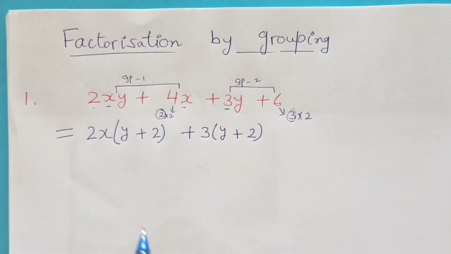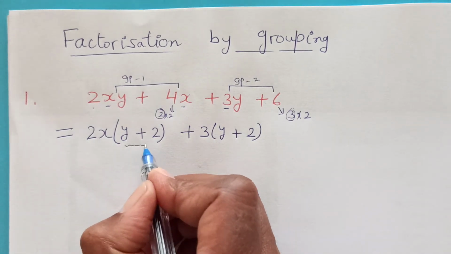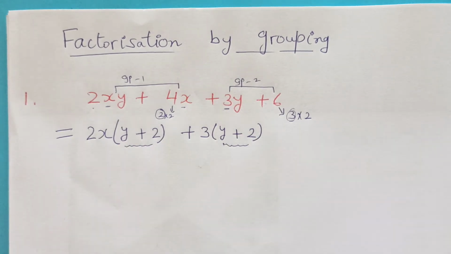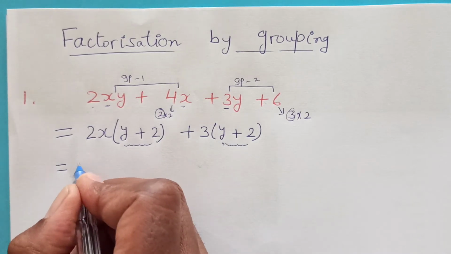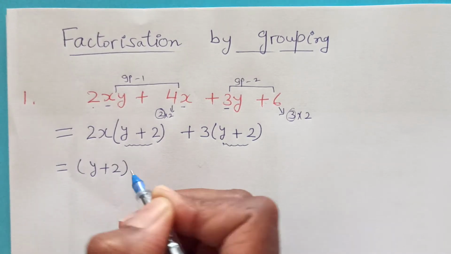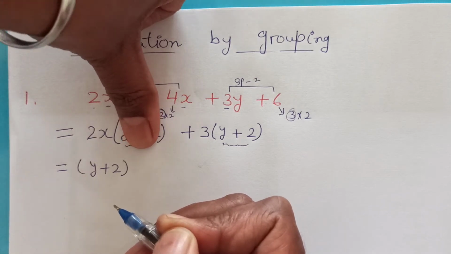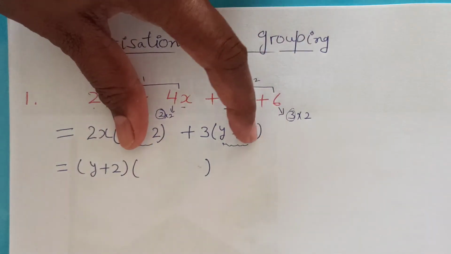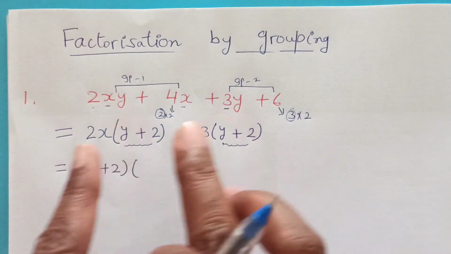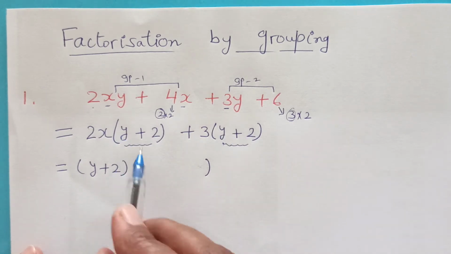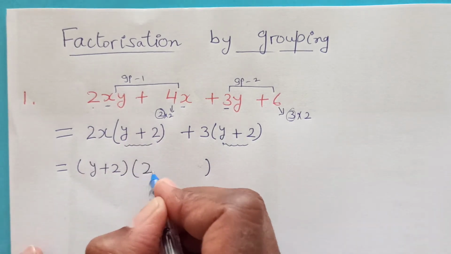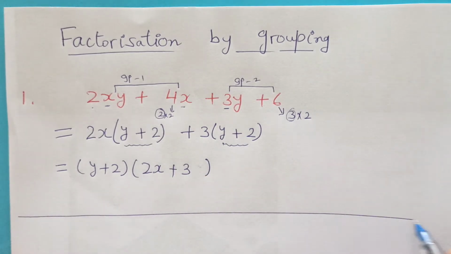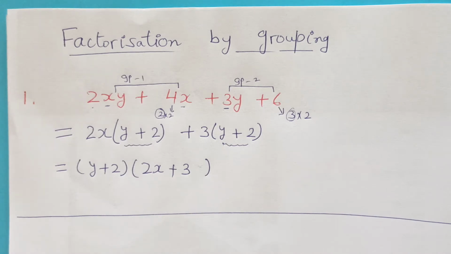Now in these groups you can see you have y plus 2 common in both these terms. So we will take out this y plus 2 now. When this y plus 2 is gone, if you hide this, what will remain in the bracket? This and this. Y plus 2 from this is out. So inside the bracket we have 2x plus 3. So this is the factor of this expression.